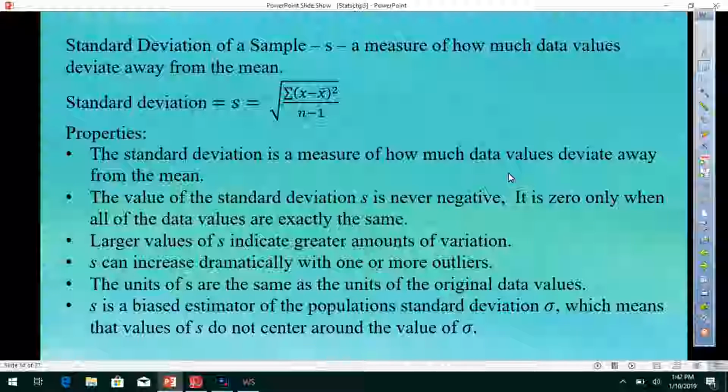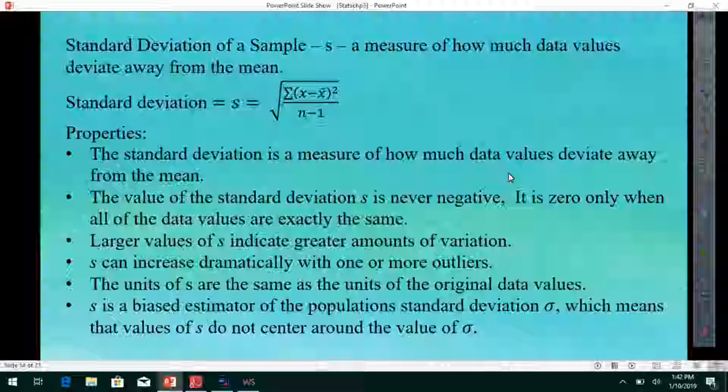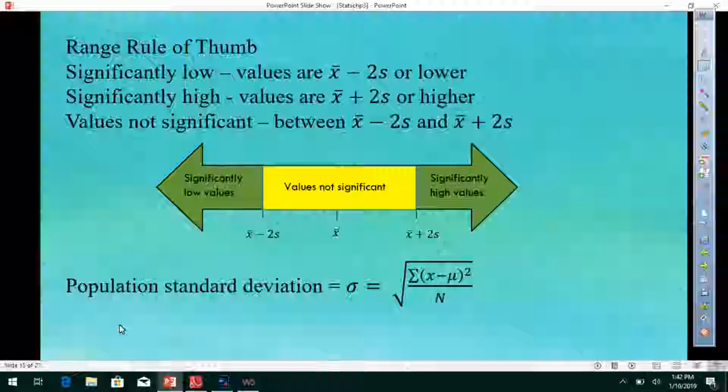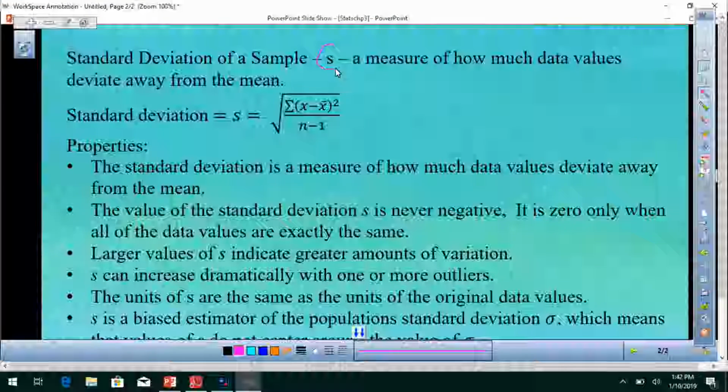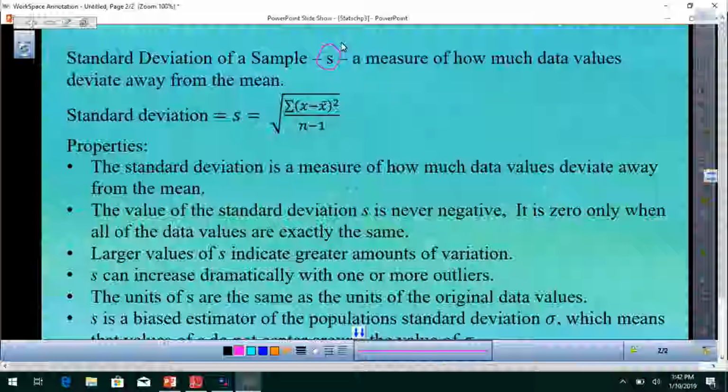The next one is the standard deviation of the sample. Some of you may have done this one before, some may not. It's not super difficult. It is denoted by the symbol S, and it's a measure of how much the data values deviate from the mean. The formula is S equals the square root of the sum of x minus x bar squared divided by n minus 1. And that's for a sample.